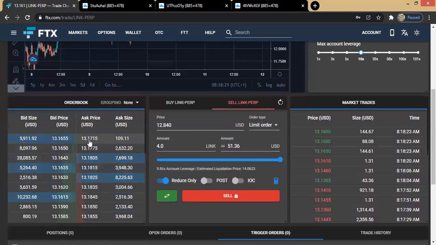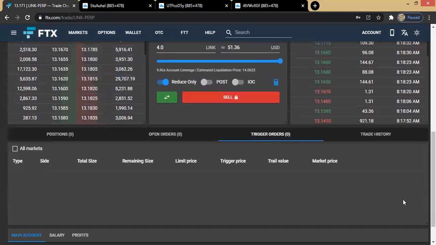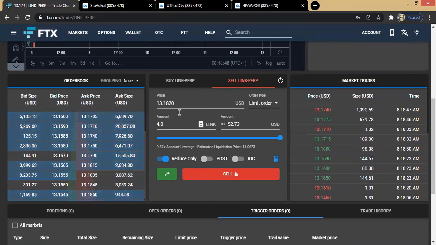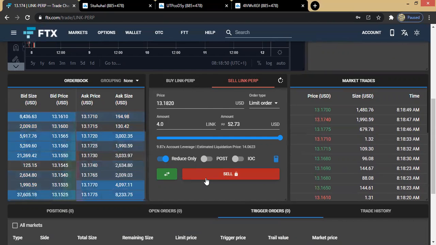Instead of bringing an order to the exchange, to the order book, you're taking an order from the exchange, which is not always very good. So don't always close your trade from this market close section. Rather go back and do what we just talked about. If you want to sell, maybe at 13.82, put the price, select the quantity you want to sell, click on reduce only, go right ahead and click on sell.